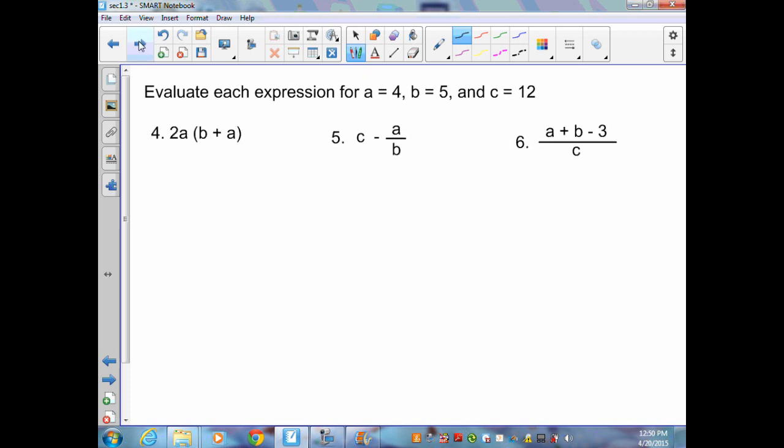Continuing, again, a is 4, b is 5, and c is 12. Here I have 2 times a, which is 4.